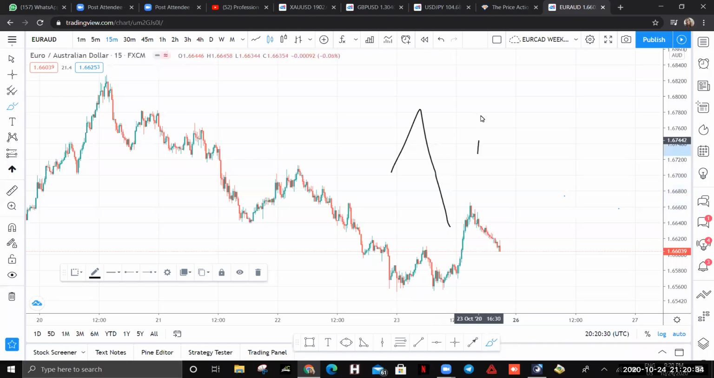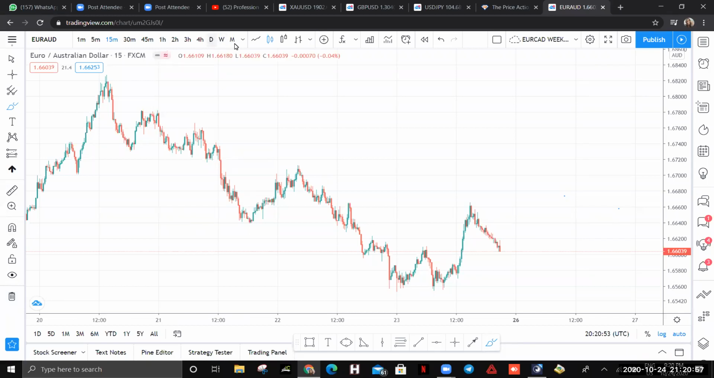Or it will do this way, go up a bit, and do what? Keep coming down. Just like this. We're going to see all these things with our eyes on the charts. Remember, trading, you need to do what? Use your eyes, use your skill, and risk management when you're trading.